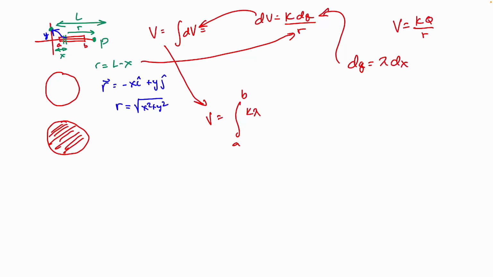K lambda dx all over L minus x. Be careful with your units. Like lambda, make sure it's charge per length. A lot of people just throw the total charge in for lambda. But lambda is not charge, it's charge per length.